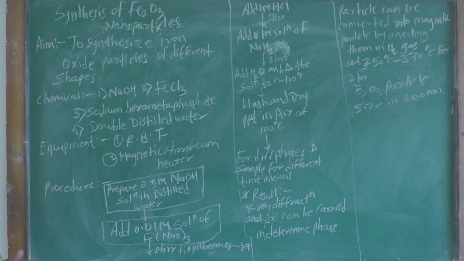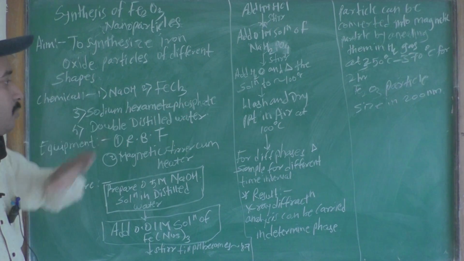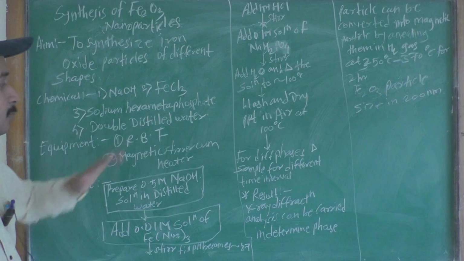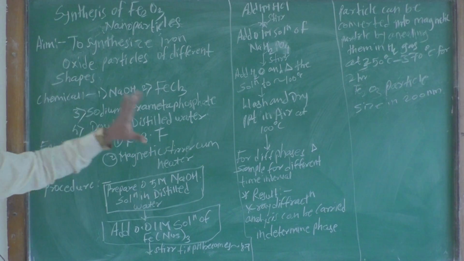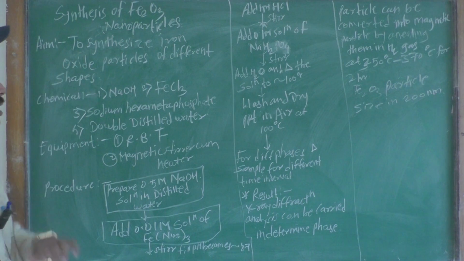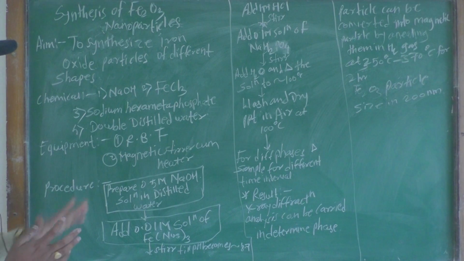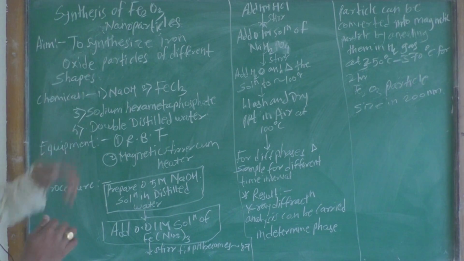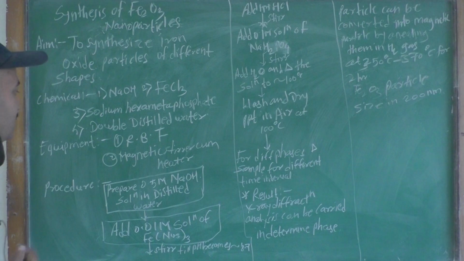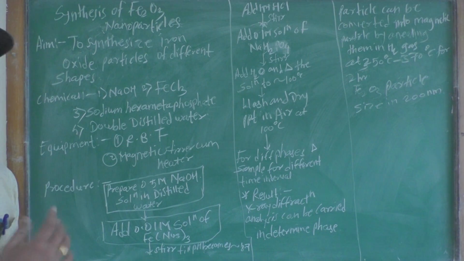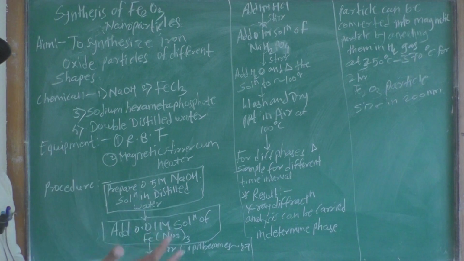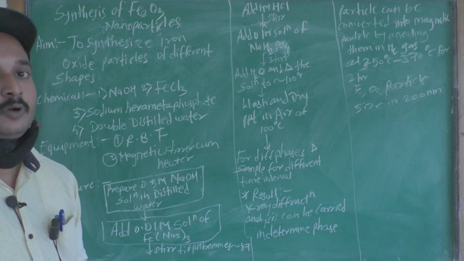The chemicals are NaOH, ferric chloride, sodium hexametaphosphate, and double distilled water. These chemicals are used in the synthesis of Fe2O3 nanoparticles. The equipment used is first the RBF, the round bottom flask, and second the magnetic stirrer cum heater.